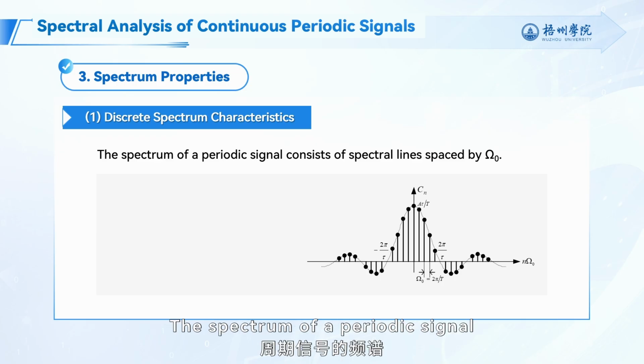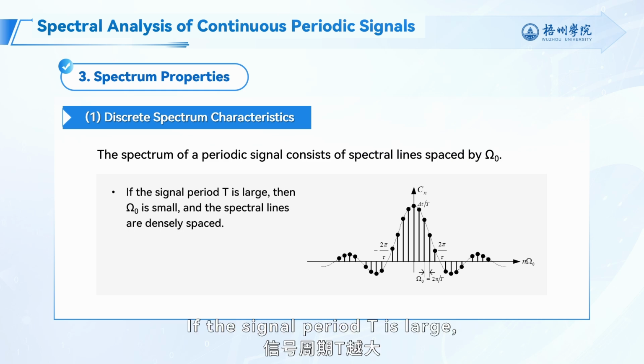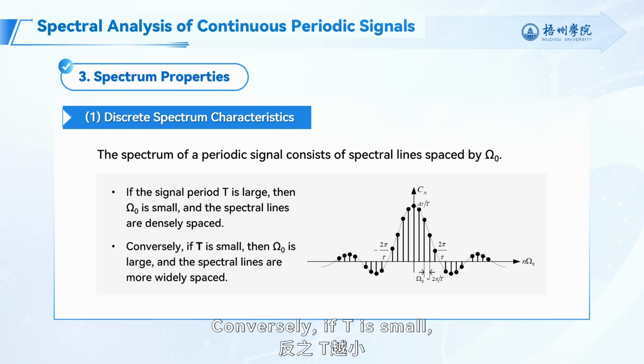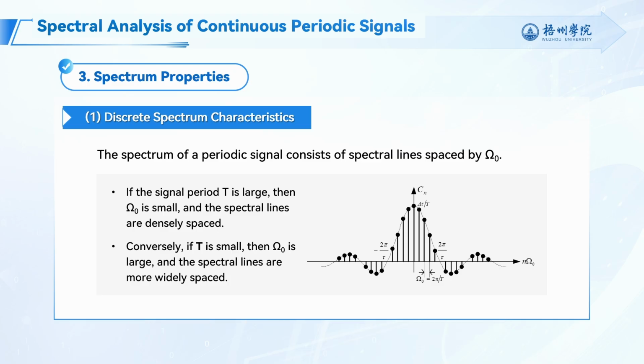The spectrum of a periodic signal consists of spectral lines spaced by omega 0. If the signal period T is large, then omega 0 is small, and the spectral lines are densely spaced. Conversely, if T is small, the spectral lines are more widely spaced.